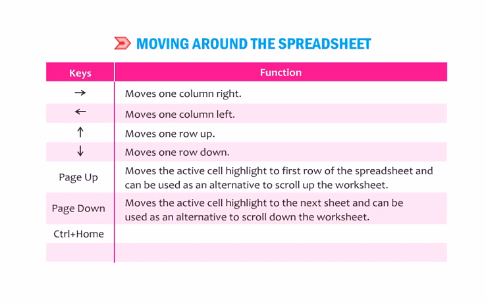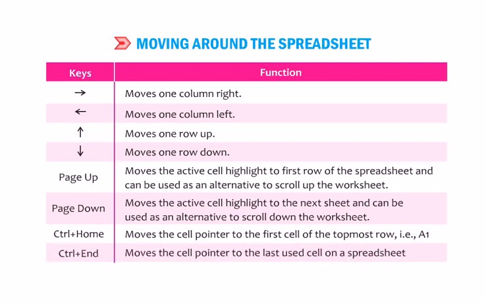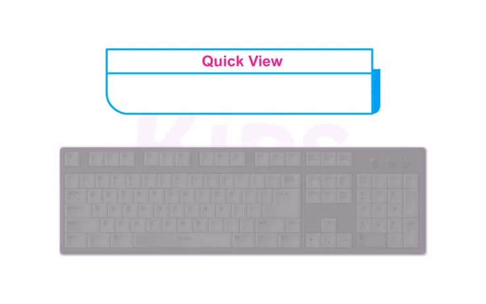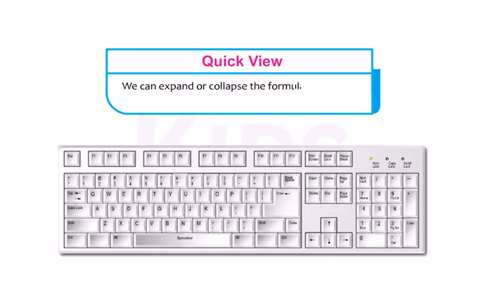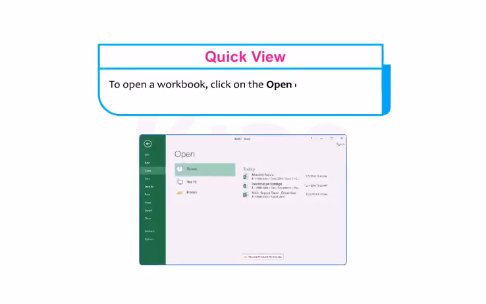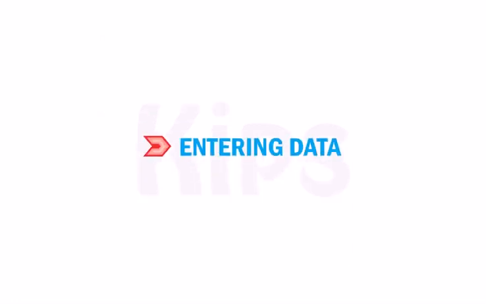Control plus Home. Moves the cell pointer to the first cell of the topmost row, that is A1. Control plus End. Moves the cell pointer to the last used cell on a spreadsheet. Let me share a few interesting shortcuts with you. We can expand or collapse the formula bar by using the Ctrl plus Shift plus U key combination. To open a workbook, click on the Open option on the File tab menu or press the Ctrl plus O key combination. Let us learn how to enter data.